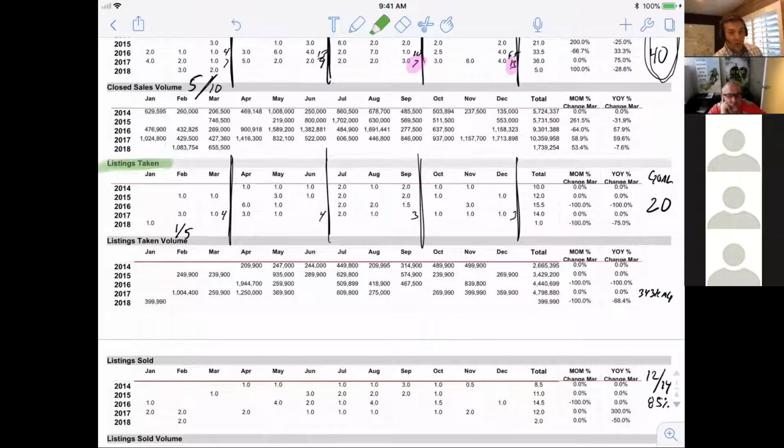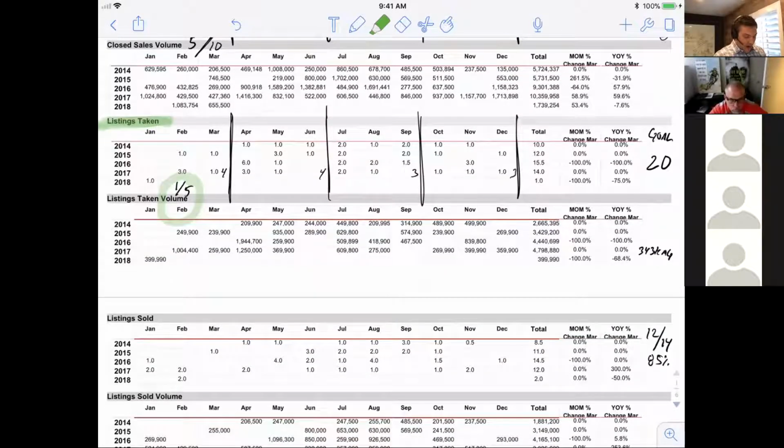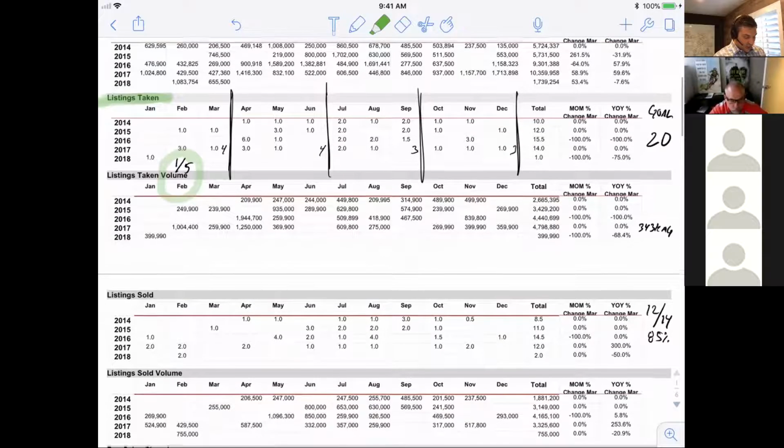So this year she had a goal of evening that out, 50% listings and 50% buyers, where historically she's been closer to 40% listings and 60% buyers. So she had a goal of 20 listings. Now again, we can see if we look at this, she's at 1 out of 5. Her goal was 5 listings for the first quarter, but she's only got 1. So we know something's got to change for her to get back on track with her listing goals. And again, this is the power of looking at this multi-year trend report.